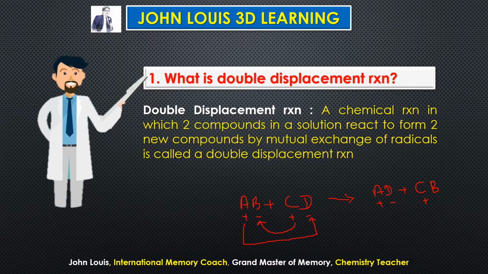So I repeat one more time, what is double displacement reaction? A chemical reaction in which two compounds in a solution react to form two new compounds by mutual exchange of radicals is called a double displacement reaction. Hope you understood from this example what it is.